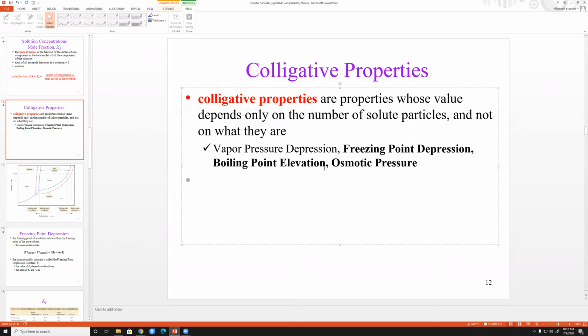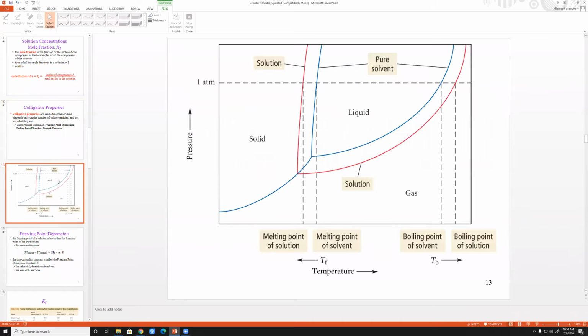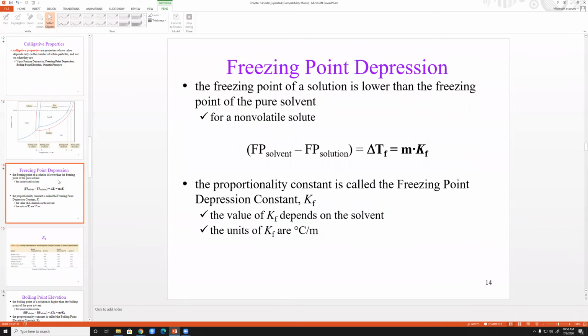Okay, so based on the number of particles, that changes. Same with osmotic pressure, which just means the pressure that water can flow into and out of the mixture based on the number of other particles there. For freezing point depression, and for all these things, there are very simple equations. So the change in freezing point, delta TF, equals m, the molality of that substance, times KF, which is a depression constant that depends on whatever solvent you're using.